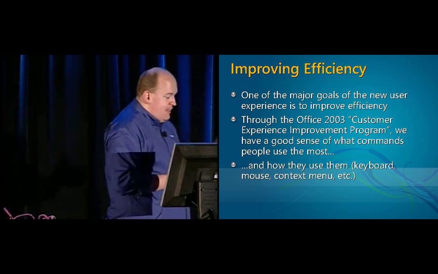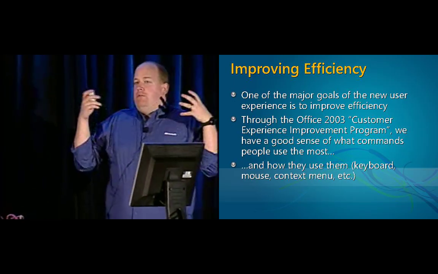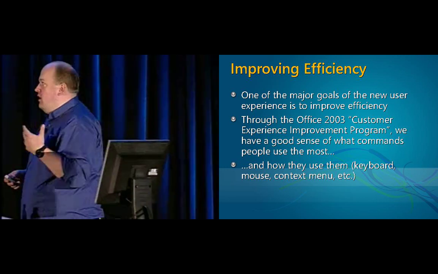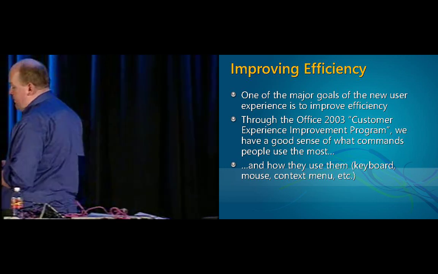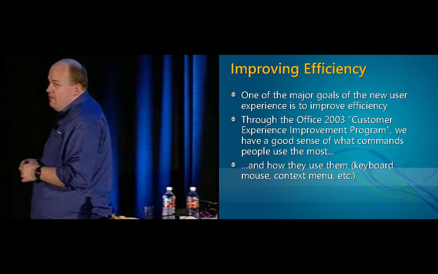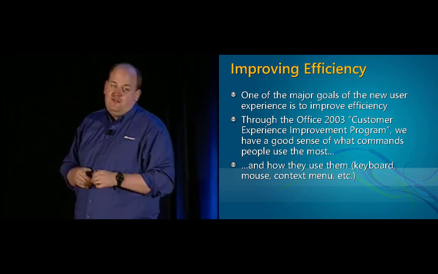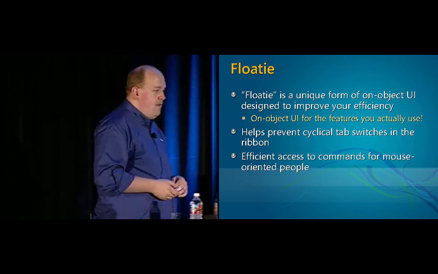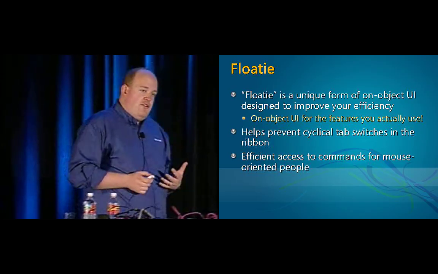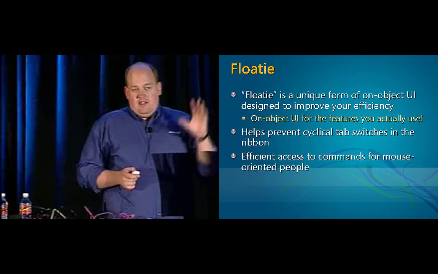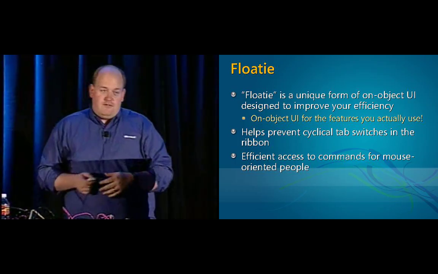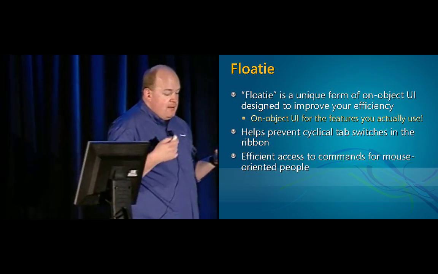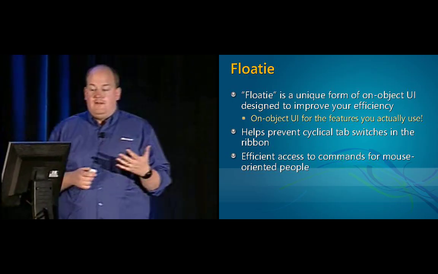So as I talked about at the outset, one of the major goals that we had was improving efficiency. And not just through the customer experience improvement program do we know what kind of commands people use and how often. We also know how they use them, which commands they use through the menus, which ones they use through the keyboard. And one of the things that we found out was that there's a lot of users who don't use the keyboard at all. In a couple of minutes, I'm going to show you the new keyboard model for the UI. But for a minute, we're going to talk about mouse users. And what we invented to help improve their efficiency is something that we call Floaty.